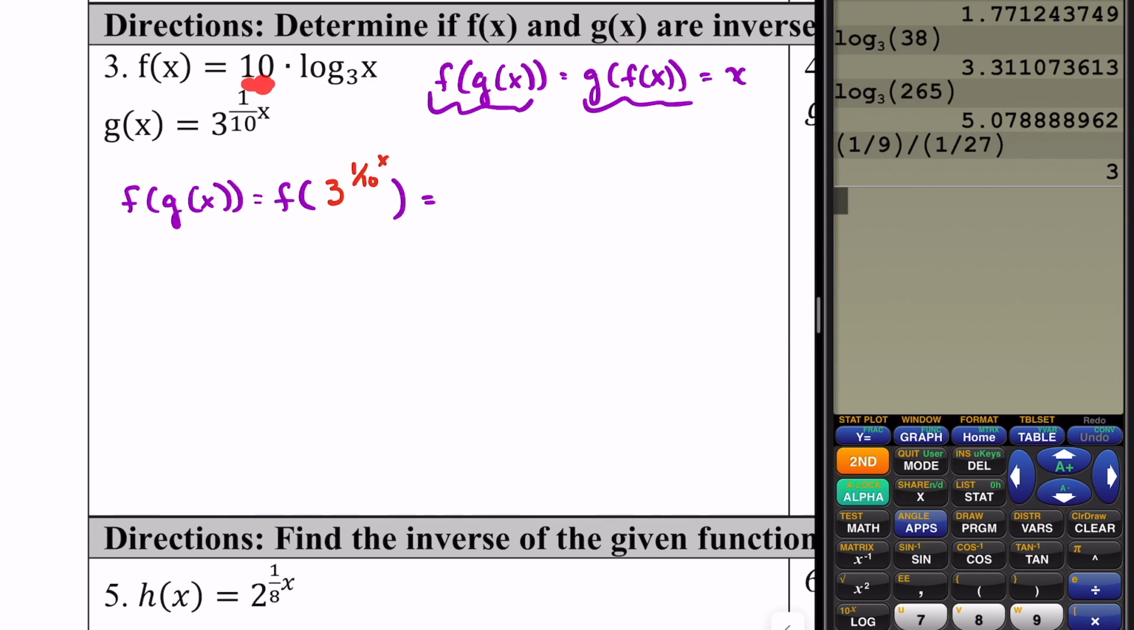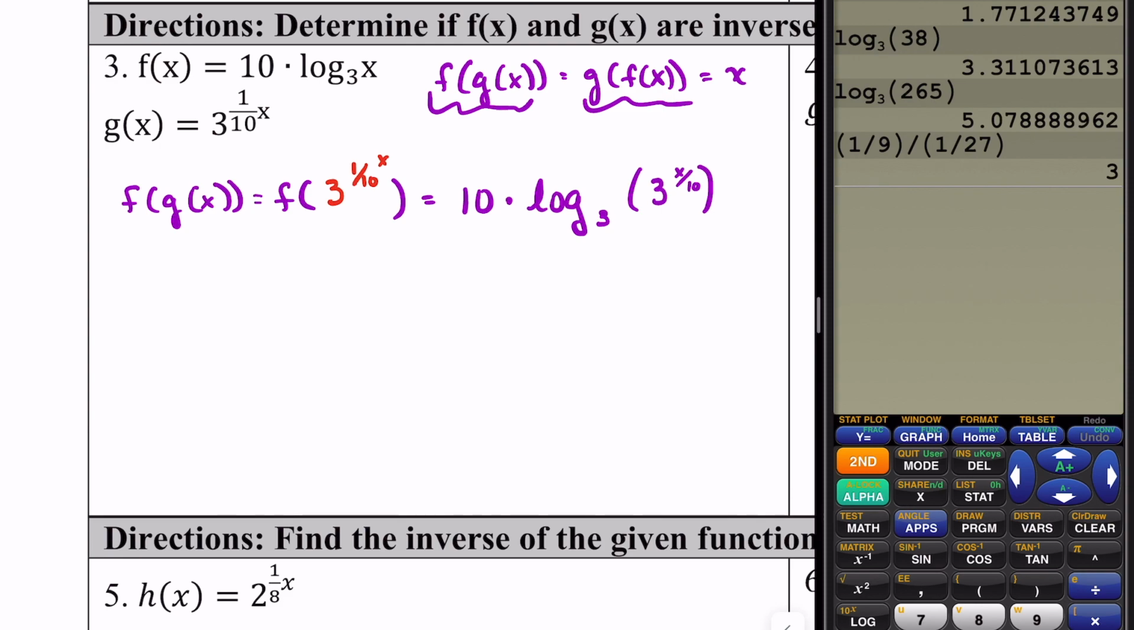Right here, we have to take 10 times the log base 3 of whatever you're plugging in. Well, we're plugging in this 3 to the 1/10 x. And so our function will begin to look like this: 10 times log base 3 of the quantity 3 to the x over 10. I'll write it like that, just for convenience's sake.